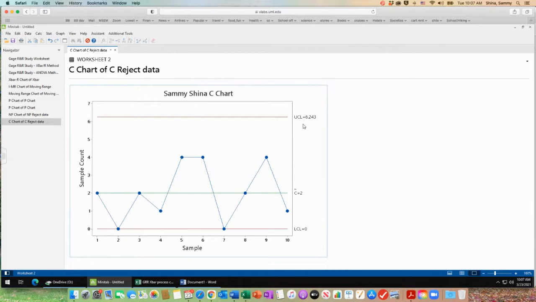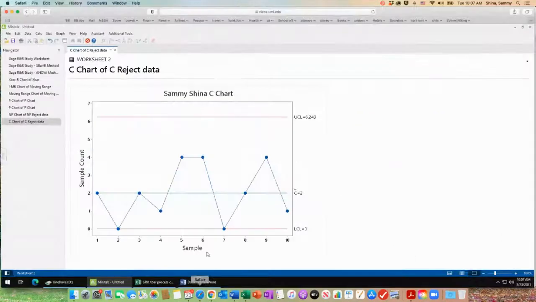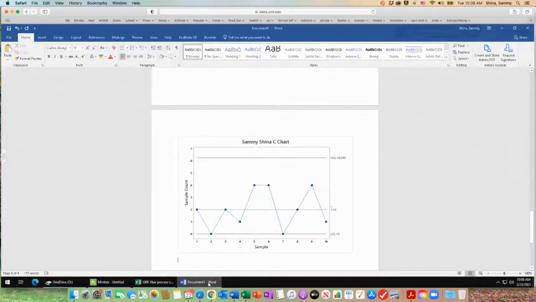Average is 2, upper control limit 6.24, and lower control limit is 0. We go back to our C chart. Looks exactly the same. C is 2, upper control limit 6, and lower control is 0. And we go to worksheet 2. We right click. It says send to Microsoft Word. You do that. You go back to Microsoft Word, and there's our C chart in Microsoft Word.